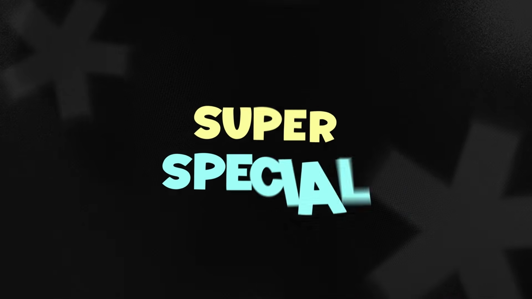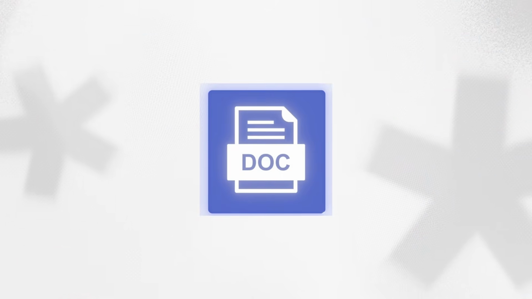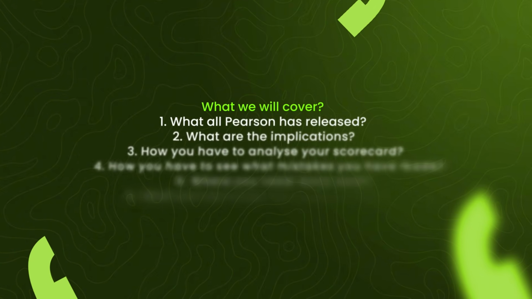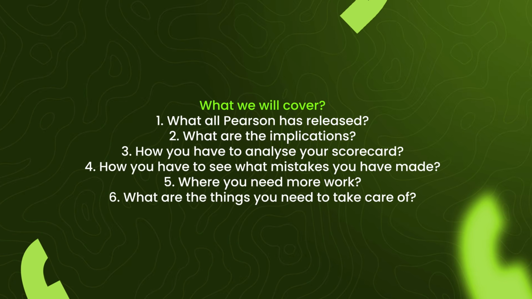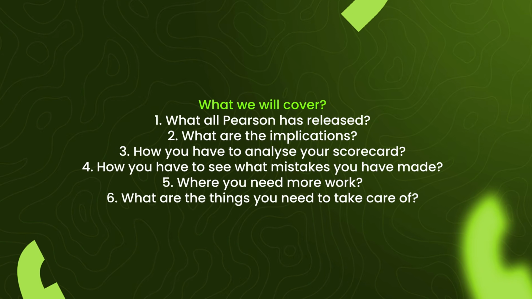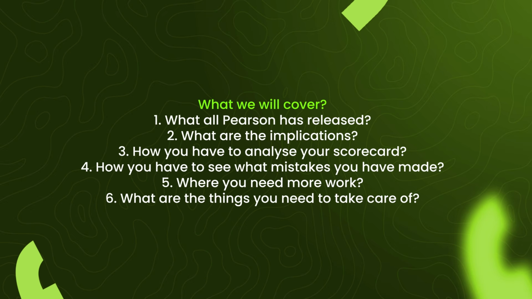This video is going to be super special. I'm going to discuss a document which Pearson has recently released, and it is super clear and super easy on how you have to analyze your scorecard, how you have to figure out where you made mistakes and how you have to rectify the same. In this video, we'll look at what Pearson has released, what the implications are, how you have to analyze your scorecard, see what mistakes you have made, where you need more work and what things you need to take care of. So let's get started with the video.